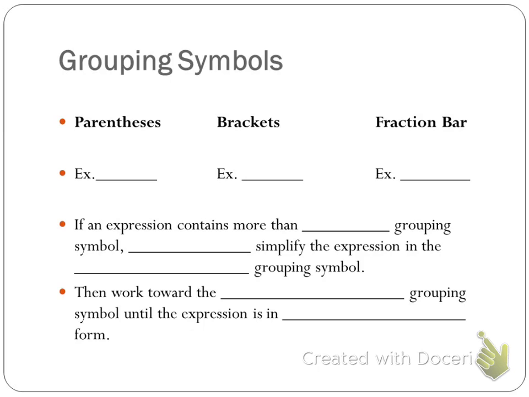All right, we've got grouping symbols here: parentheses, brackets, and fraction bars. When we see parentheses, these are the ones you're probably most familiar with. 6 parentheses, 5 minus 3 would be an example of that. We're grouping 5 minus 3 together. Brackets are used pretty much the same way as parentheses. I'm sure you've also seen those at some point. It means the same thing.